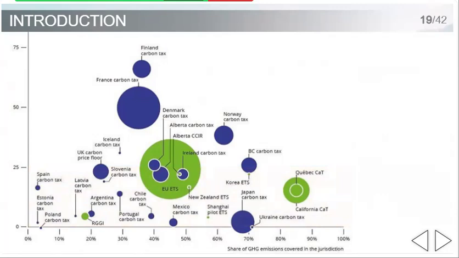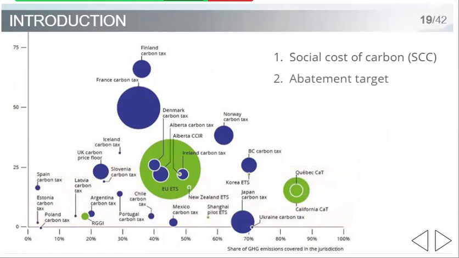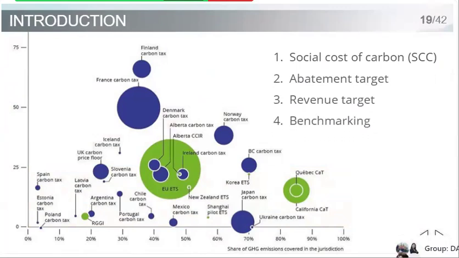This section reviews 4 basic approaches: the social cost of carbon, or SCC, the abatement target, the revenue target, and the benchmarking approach.